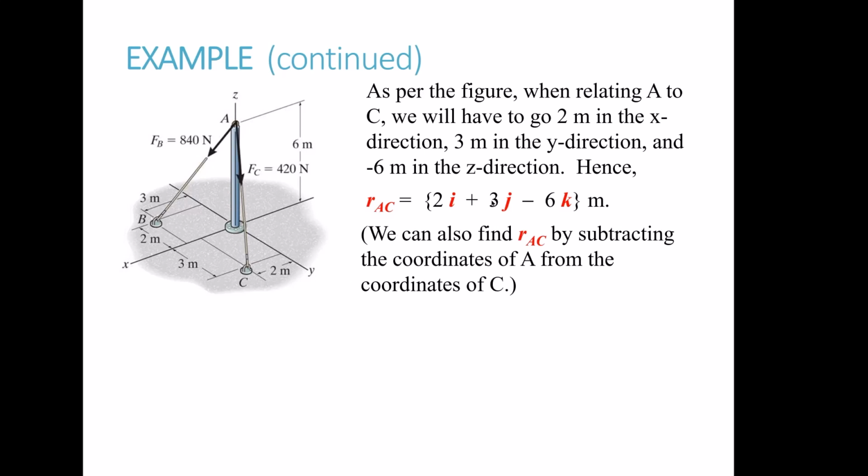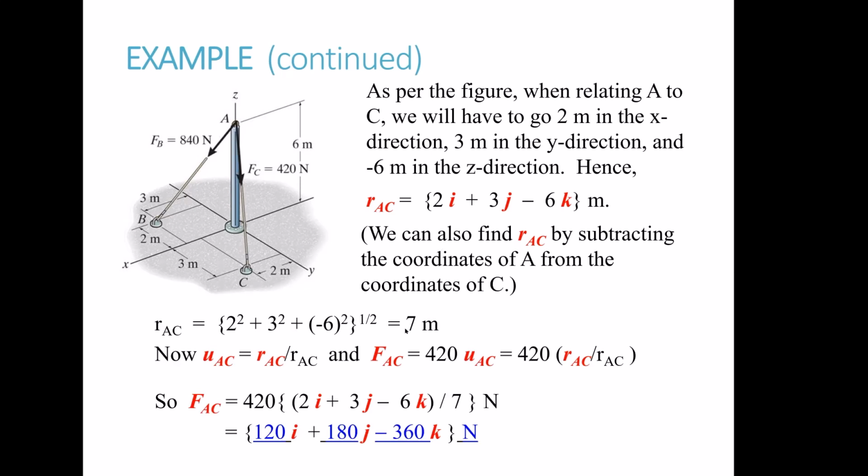First, we're going to find the position vector from A to C. We look at it and say 2i, that's how far along the x, 3j, that's how far along the y, and minus 6k. Here's our position, and we're going down. This is not really our origin, our origin is basically like here. So we're going down by 6 meters. So we write it out. Here's our position vector, RAC.